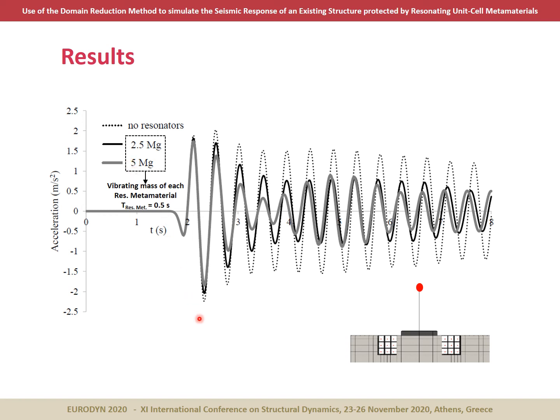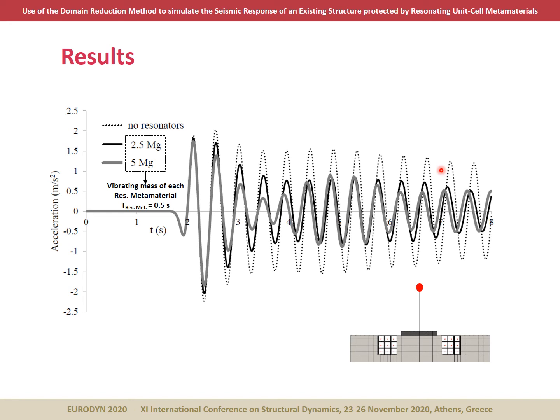So what can someone immediately observe in this diagram is that the presence of the metamaterials can hardly affect the response of our system in the first 2 or 3 cycles. That means that the effectiveness of the resonant metamaterials increases with the number of the excitation cycles, as you can see here in this area. So we might not be able to reduce the first peaks here at the beginning, but the overall reduction of the acceleration later on could be really important for the survival of our structure.